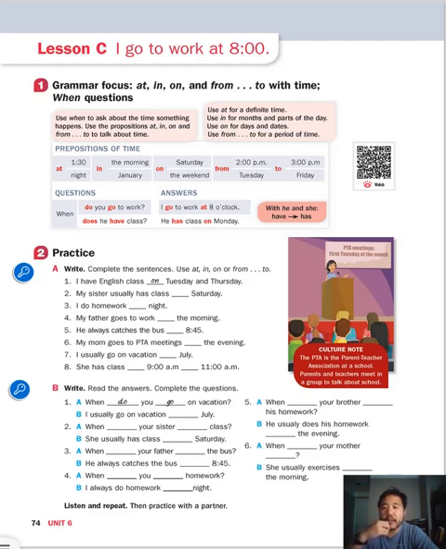We are currently in Unit 6, Lesson C on page 74. Now, we will apply what we've learned so far today to complete the exercises in Lesson C.